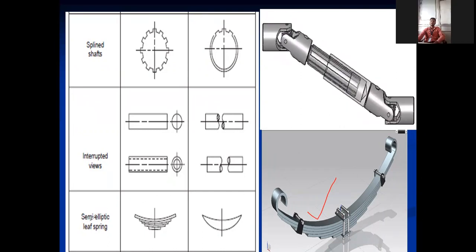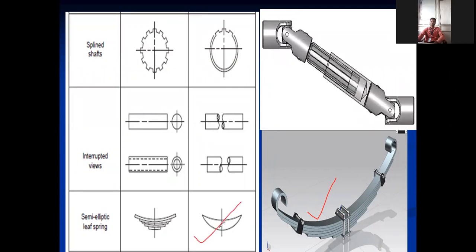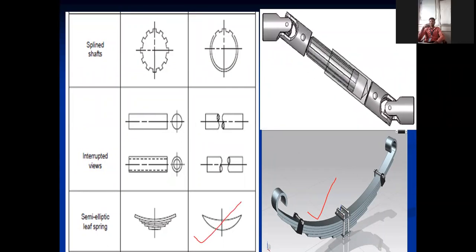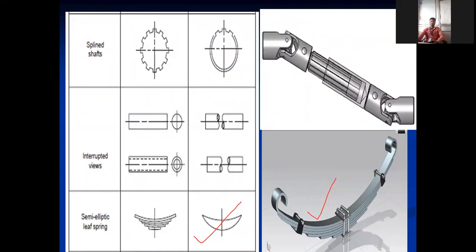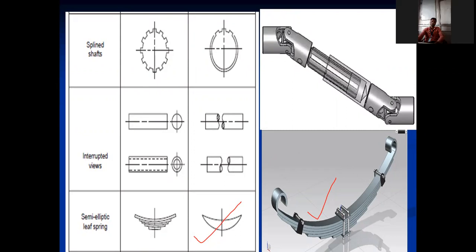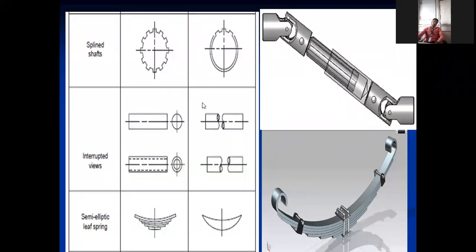So a simple semi-elliptical leaf spring is shown. Its symbol is this, something like a moon structure. So leaf spring म्हणजे काय? मराठीमध्ये काय म्हणायचं लिप स्प्रिंगला?